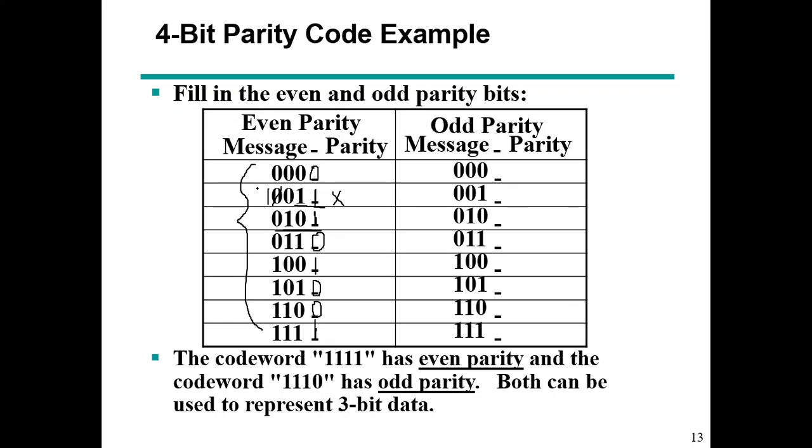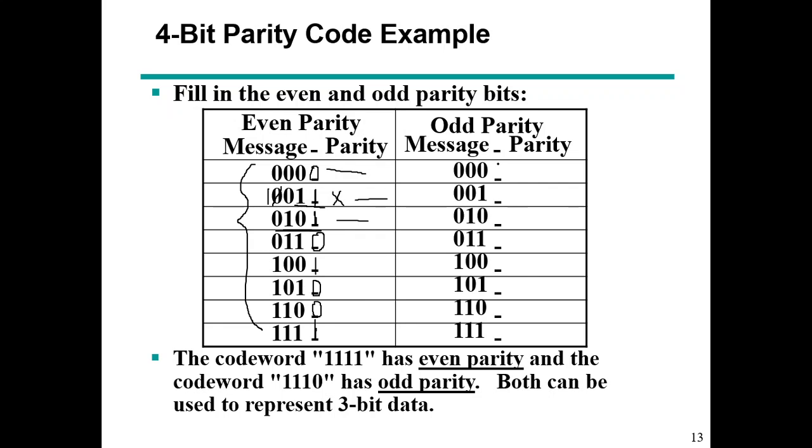In this particular code, this is a single code word, this is a single code word, this is a single code word. All the code words have even parity. That means that the number of ones in each code word is even. Now, this is an odd parity code. Here the number of ones must be odd in each code word.